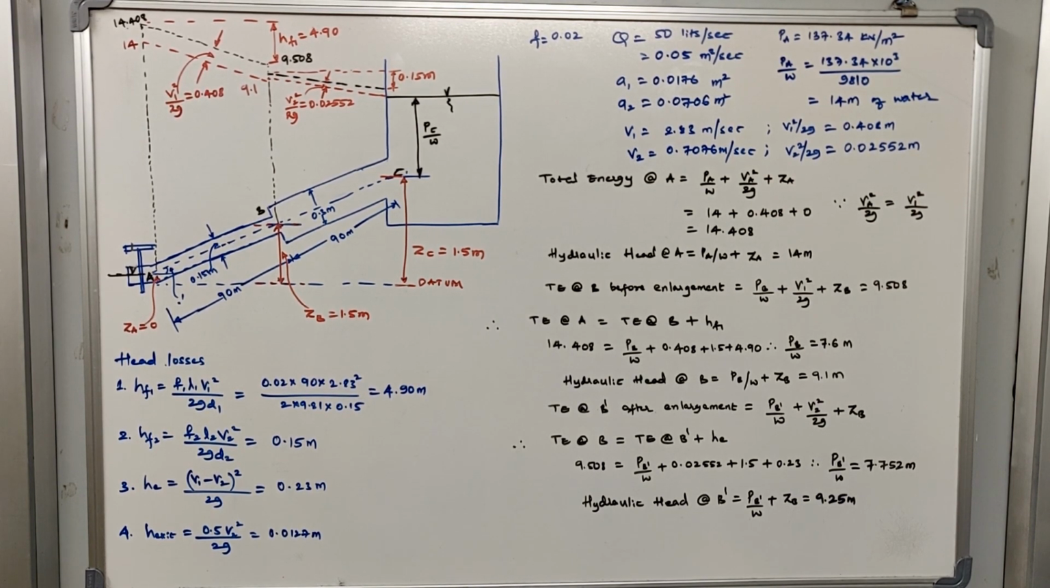and is discharged at the upper end C into a closed tank. The pressure at the supply end A is 137.34 kN per meter square. Sketch the total energy line, hydraulic gradient line, and also find the pressure at the discharge end C. Take f equals 0.02. Okay, this is what the question is.